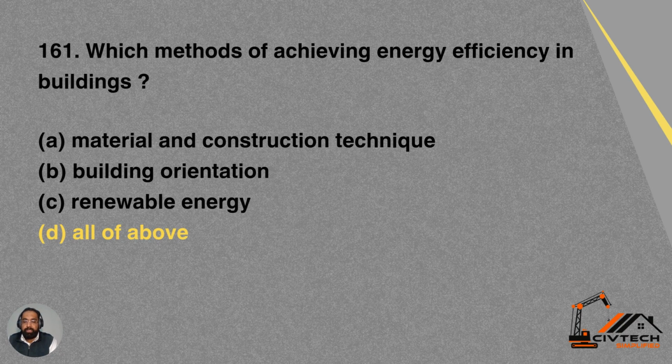161. Which method of achieving energy efficiency in building is used? Option A, material and construction technique. Option B, building orientation. Option C, renewable energy. Option D, all of the above. So yes, all these are the correct answer, and these are the methods of achieving energy efficiency within the buildings.